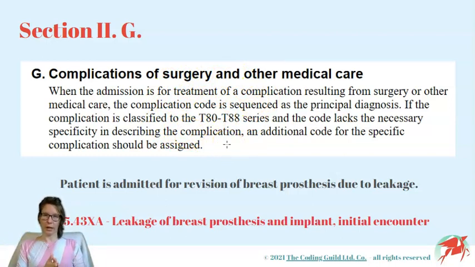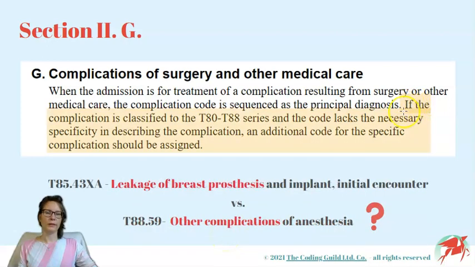If a complication happens and it is documented by the provider as a complication of care, we will assign the complication code as first listed diagnosis. For example, if a patient is admitted for revision of breast prosthesis due to leakage, assign T85.43XA as the principal diagnosis for the complication. Now notice this part of the guideline. If the complication is classified to the T80, T88 series and the code lacks the necessary specificity in describing the complication, an additional code for the specific complication should be assigned.